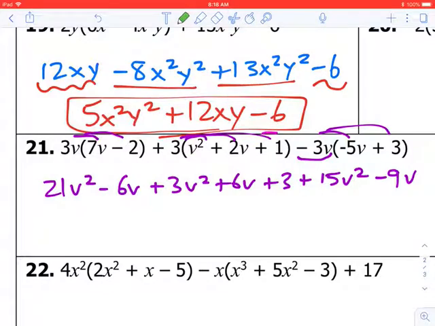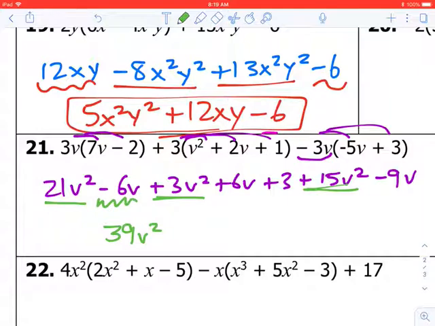Okay, so highest exponent I see is V squared. So let's find all the V squareds, put them together. So 21 plus 3 is 24. 24 plus 15, that's 39. 39 V squared. And so we go to V now.